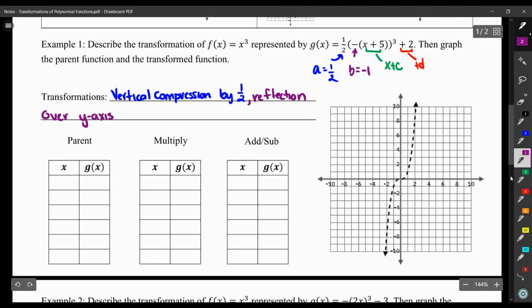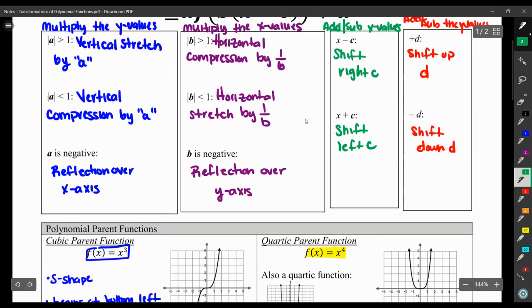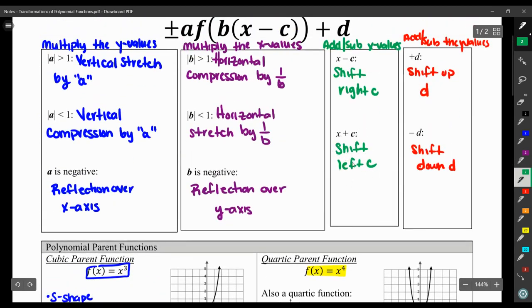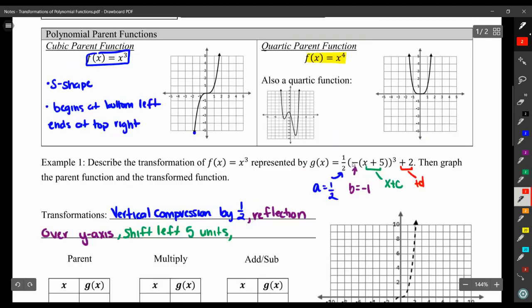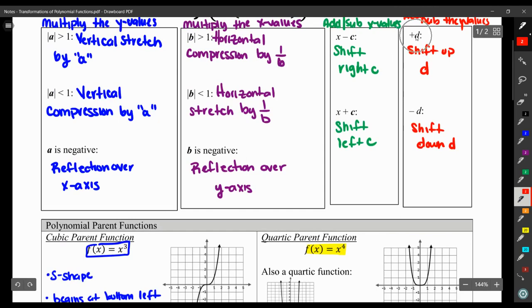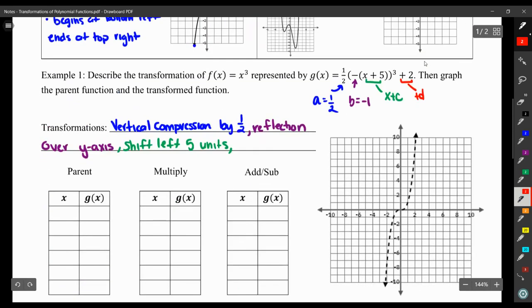Now, x plus c. This is still affecting the x's, so it's going to be a little bit backwards. So if it's x plus a number, we are shifting to the left by however many c units is. So this will be a shift to the left 5 units. And then plus d, plus a number, will shift up by that many. So this will also go up 2 units. And that's the verbal description of these transformations.